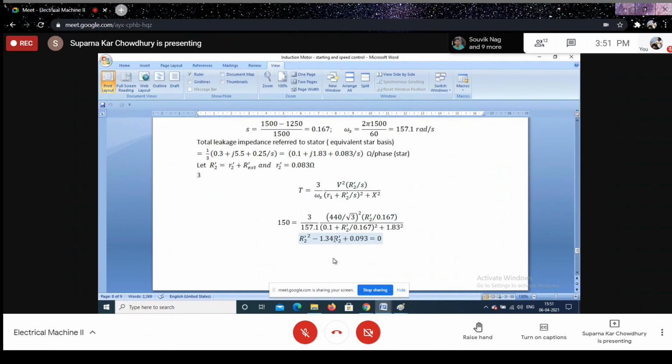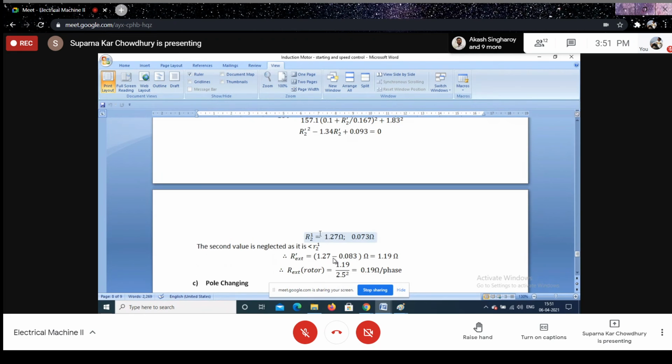So putting the values, we get an expression of this. From here we get two values of R2 dash, 1.27 and 0.073. So this value is neglected because our R2 value is given as 0.083, so we cannot have a smaller value than that. So your total R2 dash is equal to 1.27 ohm.